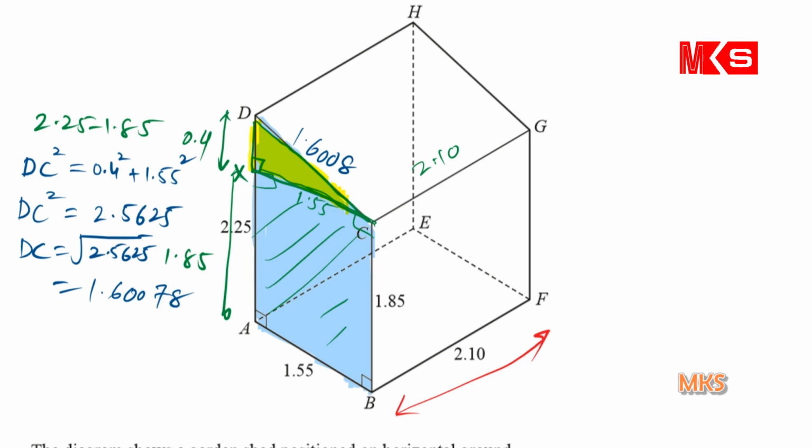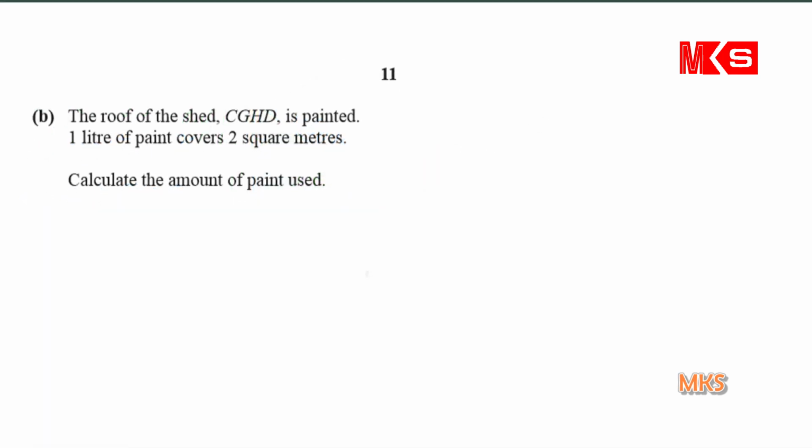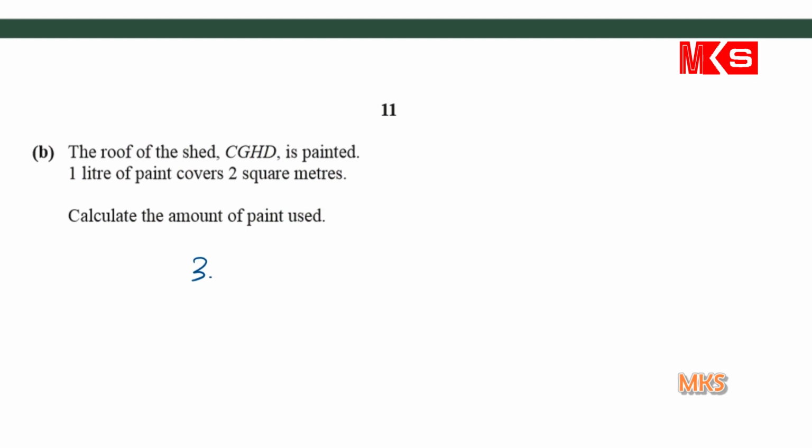The whole answer multiplied by 2.1. This is a good approach. Whatever answer you have got, instead of rounding it off, just keep it on the calculator and multiply it with 2.1. Area of the roof will be 1.60078 multiplied by 2.10. The area of roof is 3.36164 meters square. So 1 liter of paint covers 2 square meters.